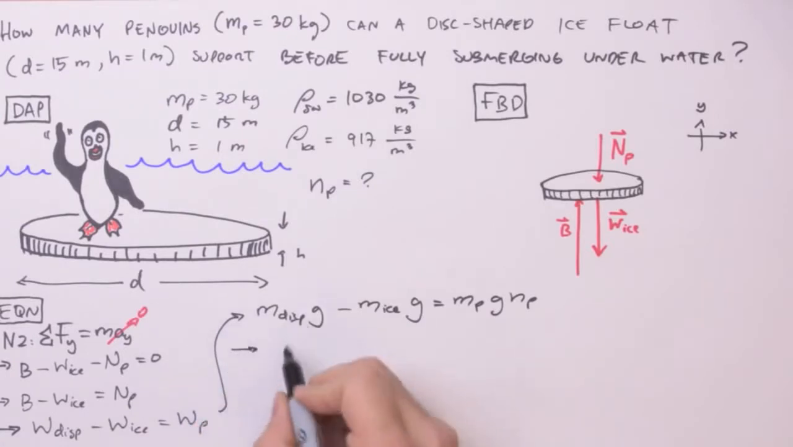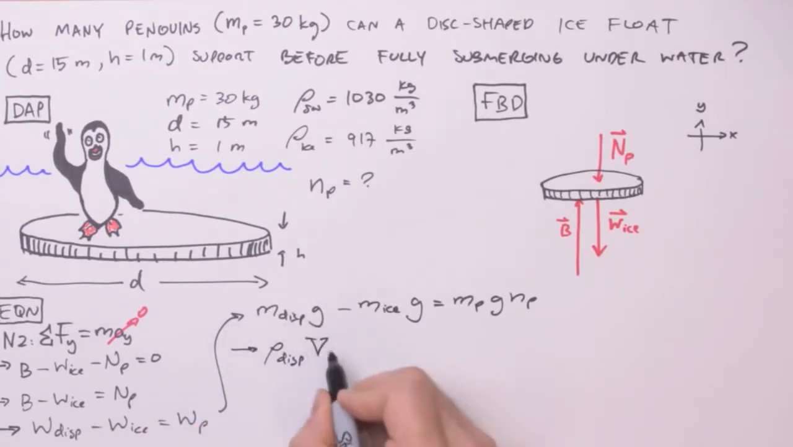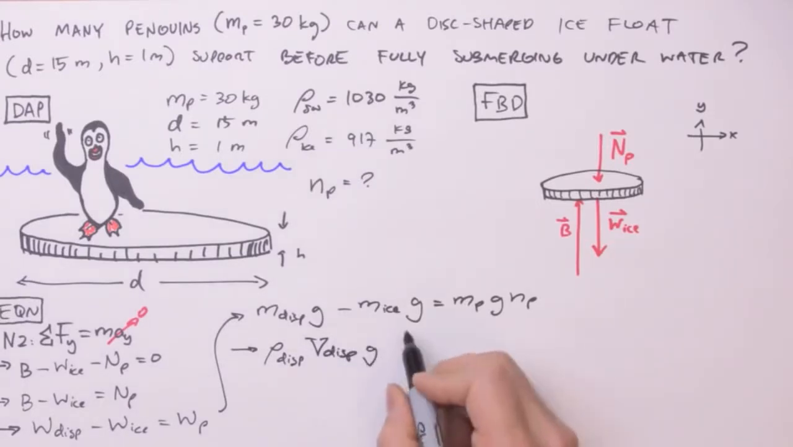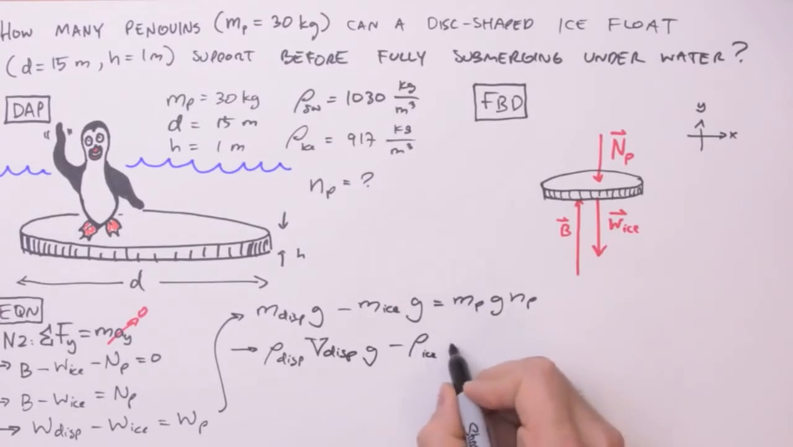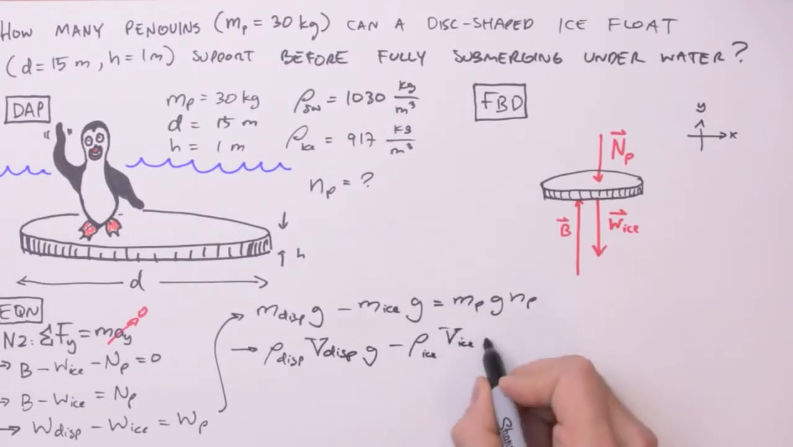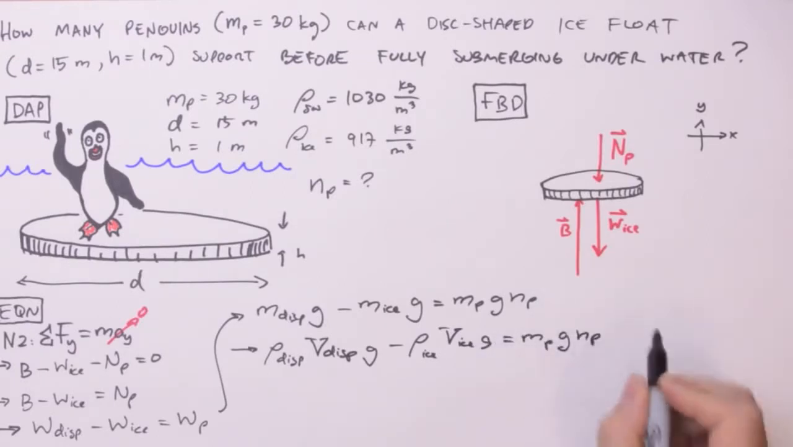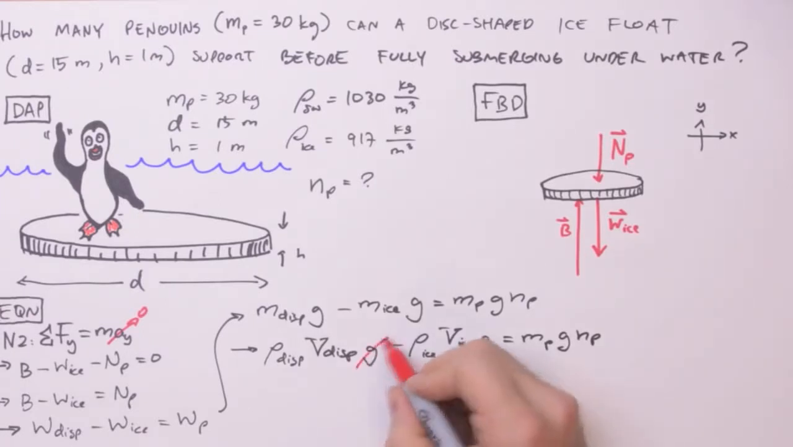So for the mass of the displaced fluid, we're going to use the density of the displaced fluid times the volume of the displaced fluid. And that's times G minus, and substituting for the mass of the ice, we'll have the density of the ice times the volume of the ice. That's times G equals MP G NP. Okay. Now, if you're like me, those G's have been bothering you since the last line, so we're going to divide those out. And this next part's key.